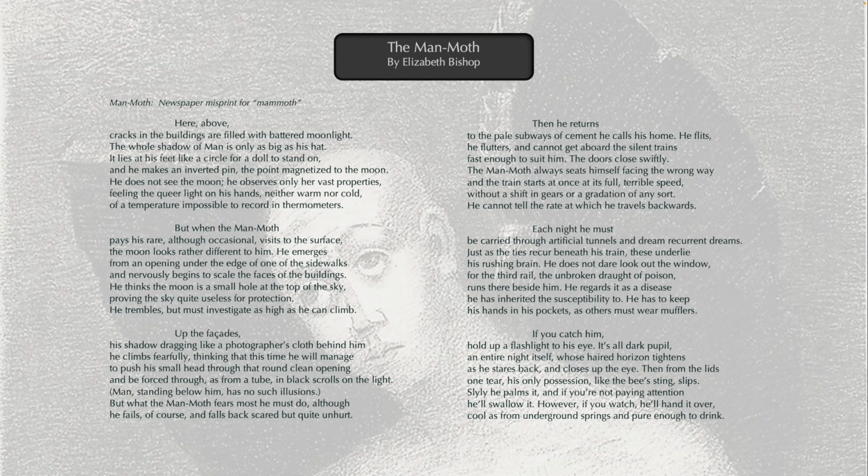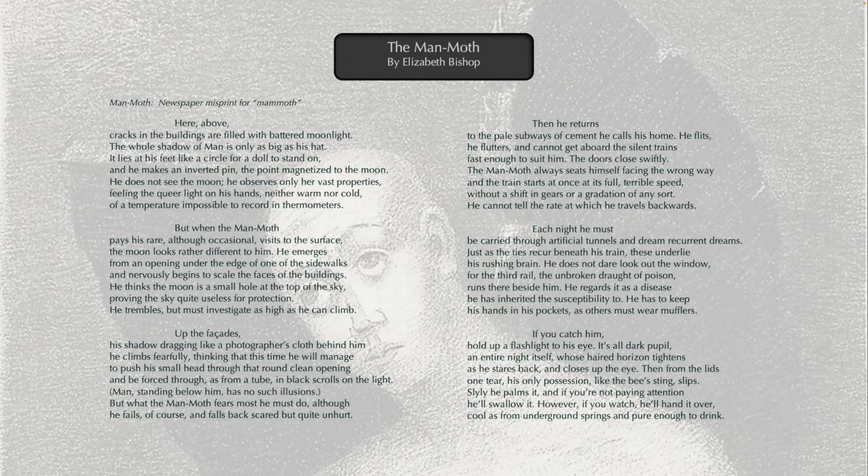Man standing below him has no such illusions. But what the man moth fears most he must do, although he fails, of course, and falls back, scared but quite unhurt. Then he returns to the pale subways of cement he calls his home. He flits, he flutters, and cannot get aboard the silent trains fast enough to suit him. The doors close swiftly. The man moth always seats himself facing the wrong way, and the train starts at once at its full, terrible speed, without a shift in gears or a gradation of any sort. He cannot tell the rate at which he travels backwards.